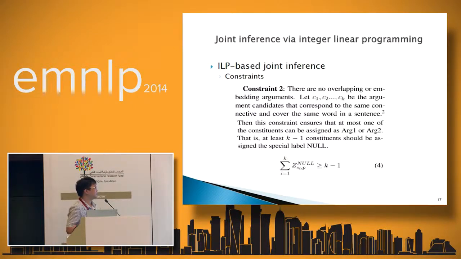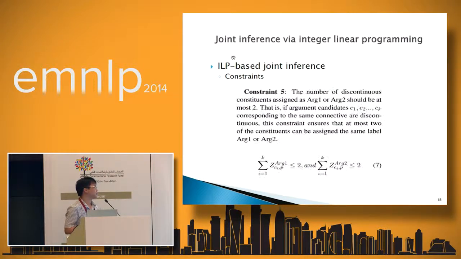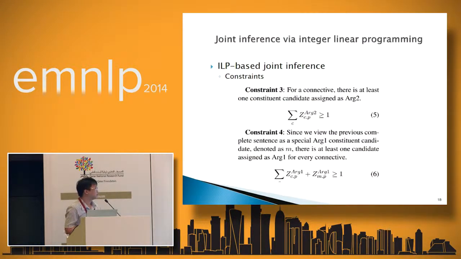For the second constraint, we cannot have overlapping or embedding arguments, and it can be written as the following formula. Basically, at least k minus 1 constituents should be assigned as null, and there can be at most one arg1 or arg2. For the third constraint, we should have at least one constituent candidate that is assigned to arg2, as shown here. And for the fourth constraint, we should have at least one that is assigned to arg1. We also consider the previous sentence as a special arg1 candidate, so we include one more in this formula.